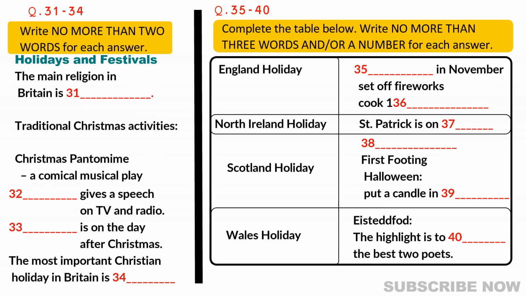First-footers usually bring a bottle of alcohol, a lump of coal, or a peat as a gift and are given a dram of whiskey as their reward. Halloween, the 31st of October, is another Scottish festival that comes from the great feast of the pagan Celts. It is particularly connected to ghosts.